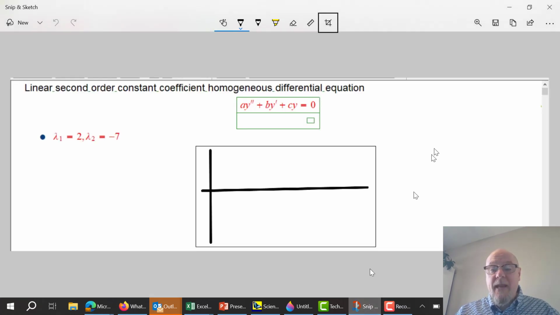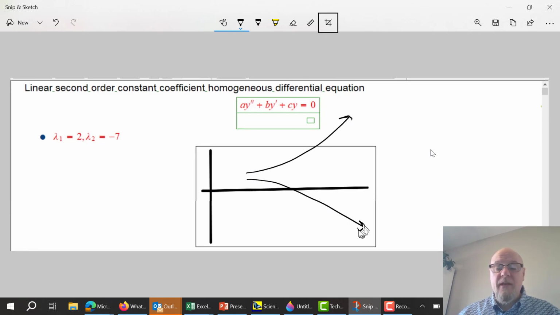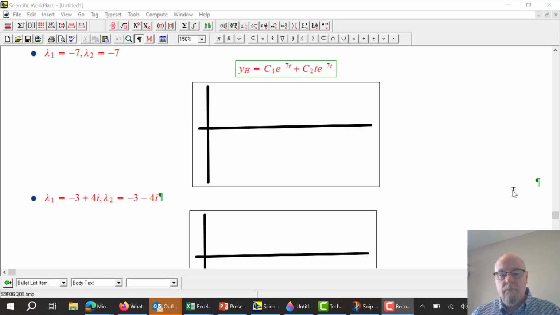I don't know what happens at the start, but I know eventually the solution shoots off to infinity, or shoots off to negative infinity. And I actually knew that as soon as I got an eigenvalue that was positive. Then I knew that the homogeneous solution to that differential equation was unbounded, shooting off to positive infinity or negative infinity.